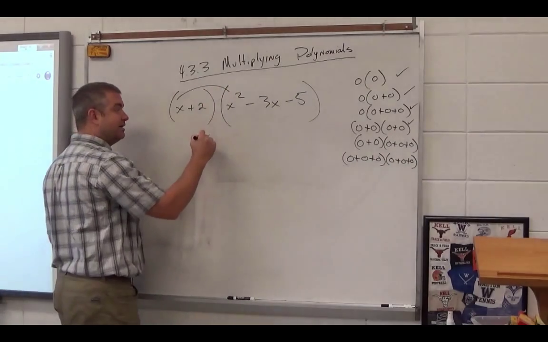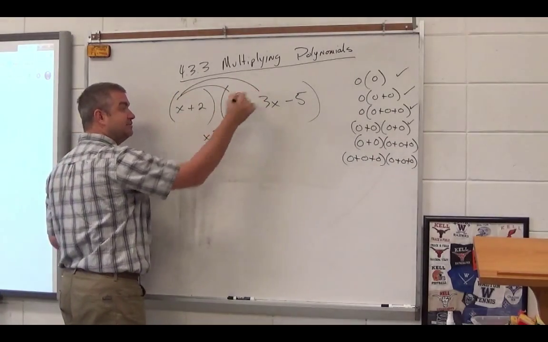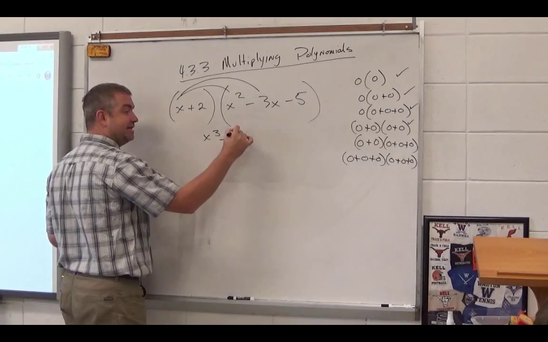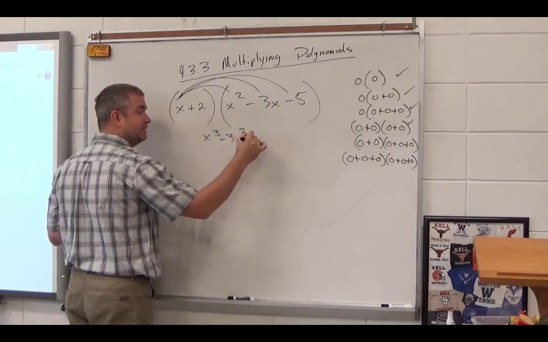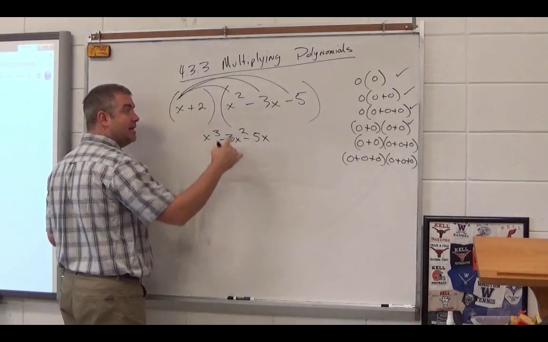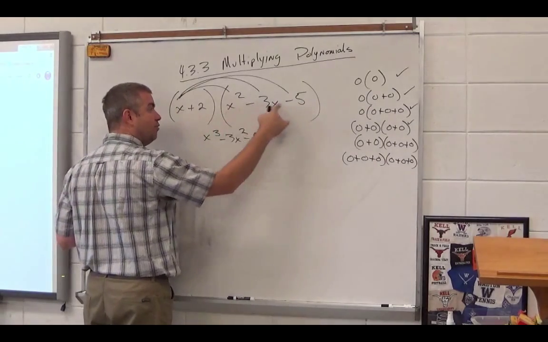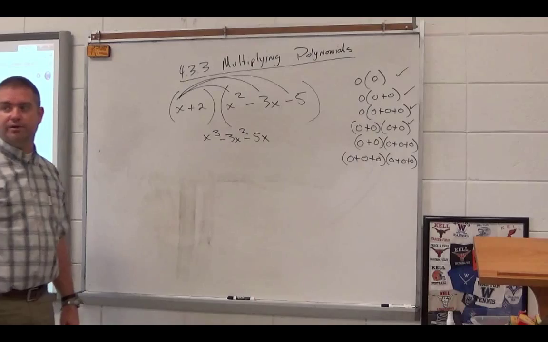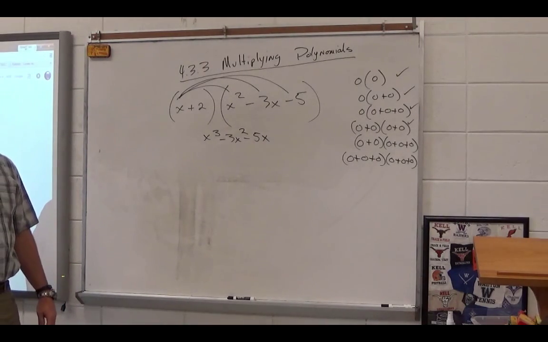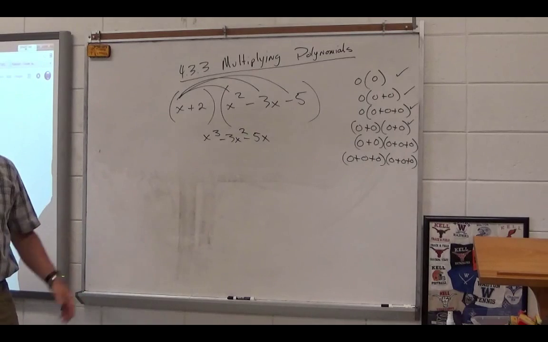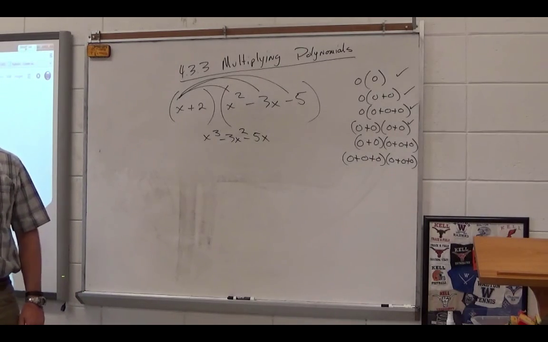Everybody's eyes up here. X times x squared is x cubed. X times negative 3x is negative 3x squared. X times negative 5 is negative 5x. Basically, the degree went up by 1 on each one of those terms. It just rose the degree by 1. All right, nothing new about that. Copy that down, and then I'll do step 2.